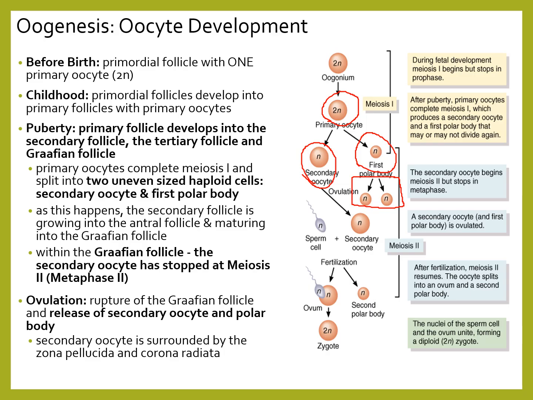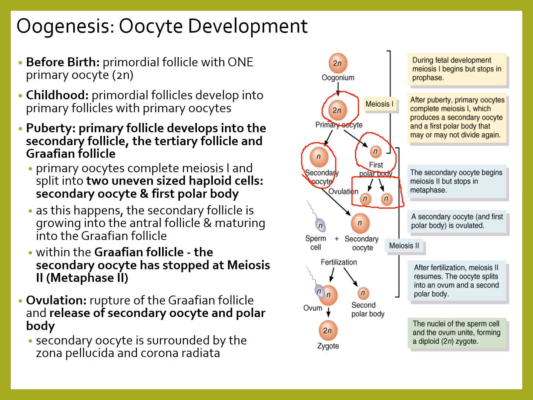Now, while this is happening, our secondary follicle is growing into a more mature follicle called an antral follicle, and it is maturing into the big fluid-filled Graafian follicle. So that when you look at a Graafian follicle, what you're going to see is that secondary oocyte, which has stopped at meiosis II, and two polar bodies. That is when ovulation happens. Ovulation is the rupture of the Graafian follicle. The secondary oocyte is going to be released, and the two polar bodies are going to be released as well.